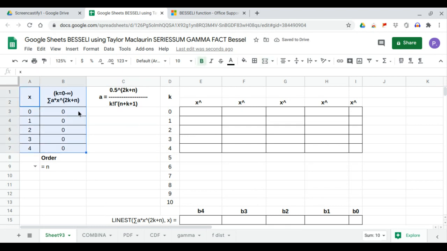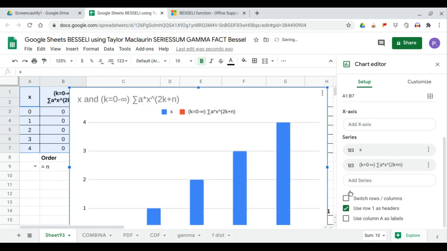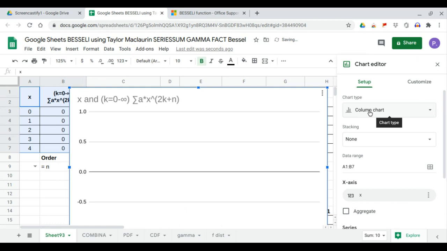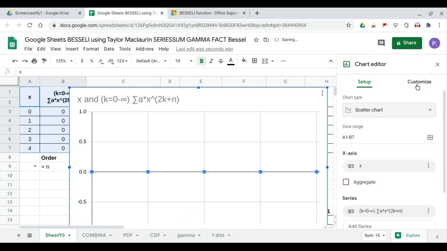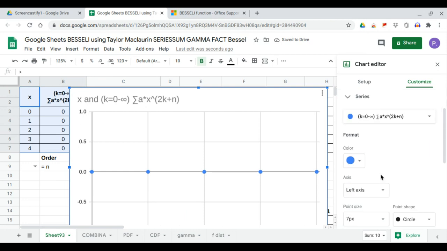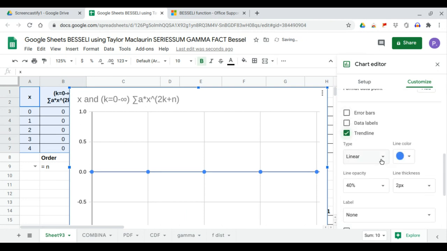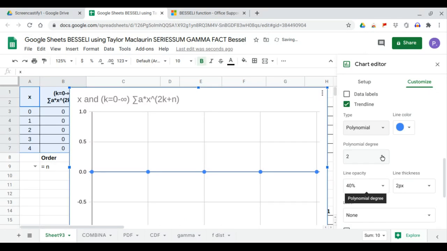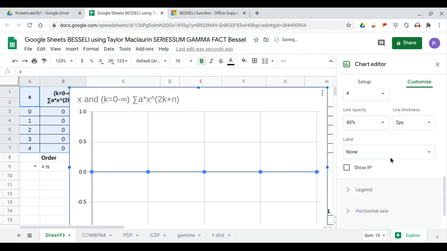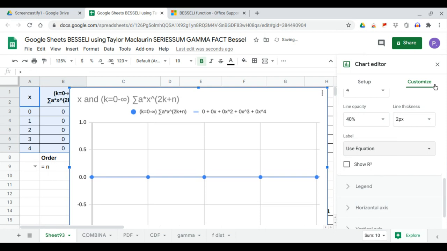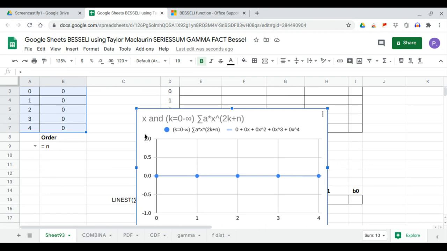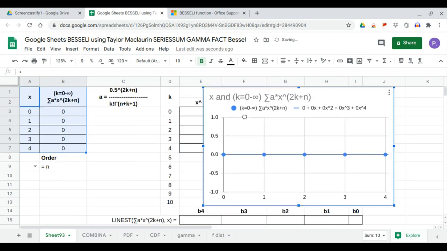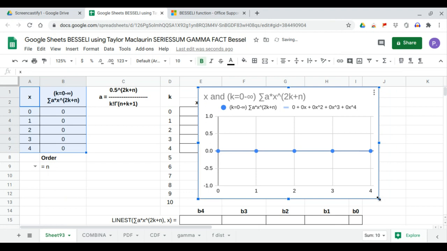And we'll chart this using a scatter chart. Then generate a trend line, a polynomial to the fourth degree, and show this equation as a label. So here we have the trend line equation, or the trend line polynomial, and the trend line in the chart.